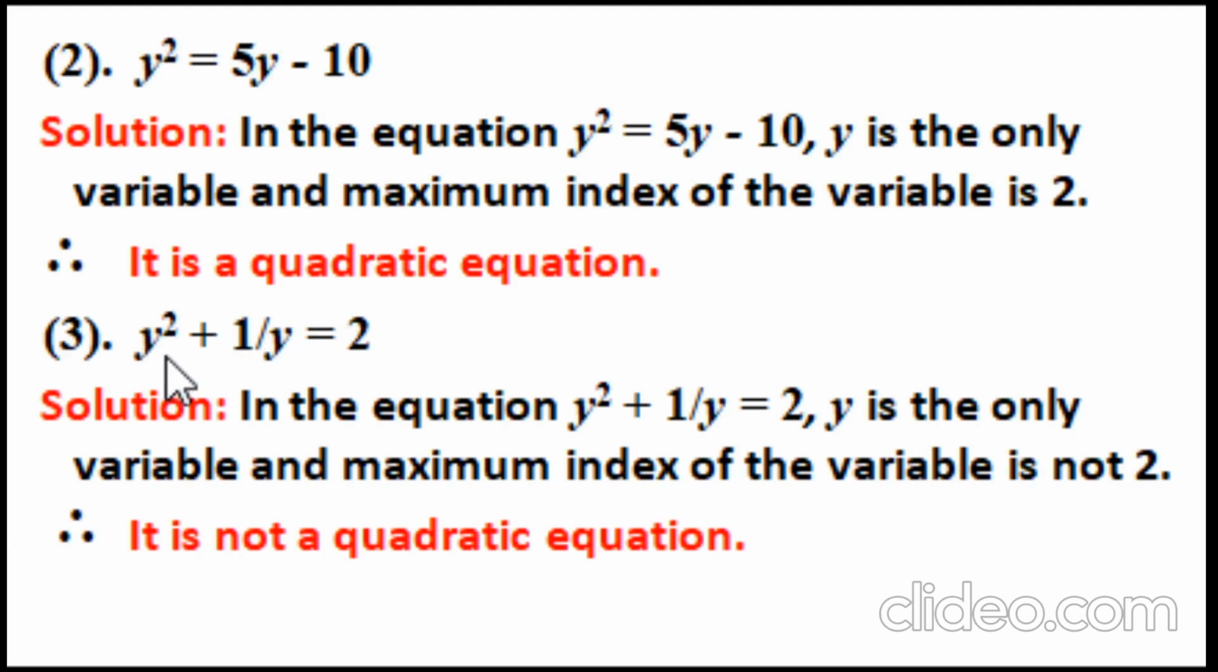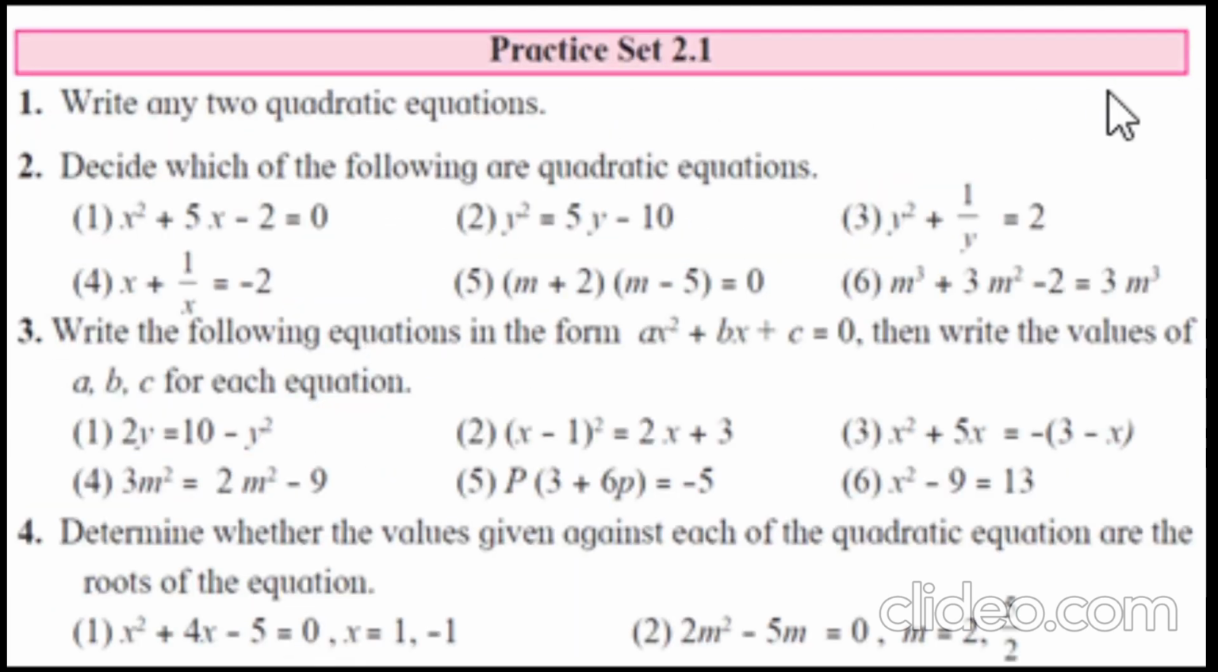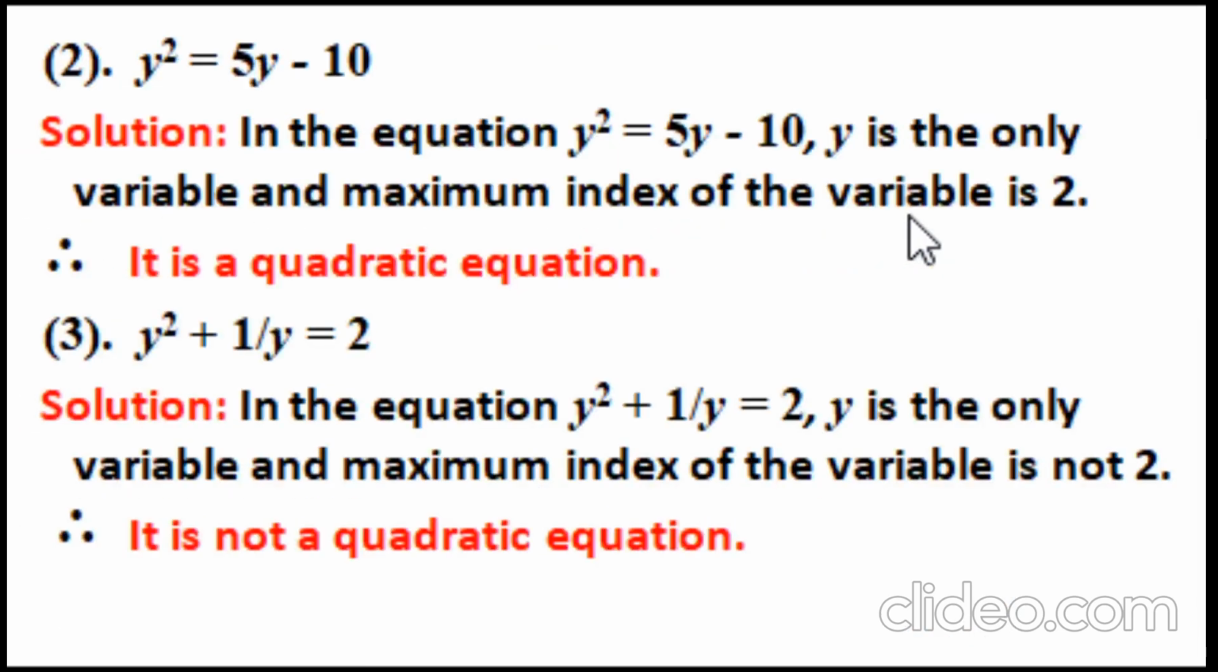Third, y square plus 1 upon y is equal to 2. See this one. Here if we solve this, y into y square, we get y cube. Therefore in the equation y square plus 1 upon y is equal to 2, y is the only variable and the maximum index of the variable is not 2, it is 3. Therefore it is not a quadratic equation.